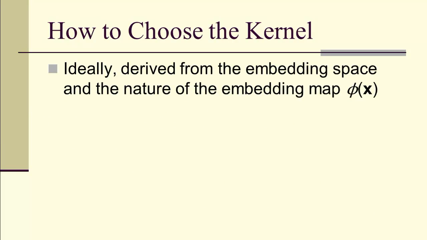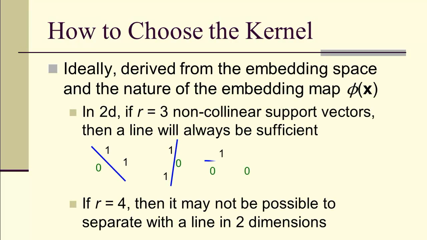Ideally, you would know the embedding map phi, and if you know it, then you can choose which kernel is most appropriate. But that's not always possible. As a matter of fact, rarely do we sit and think exactly how something is being embedded in an extremely high dimensional space. So instead, we look at how we can divide support vectors into classes. In 2 dimensions, if we have 3 non-collinear support vectors, we can always divide them into 2 classes with a straight line. And you see those examples here.